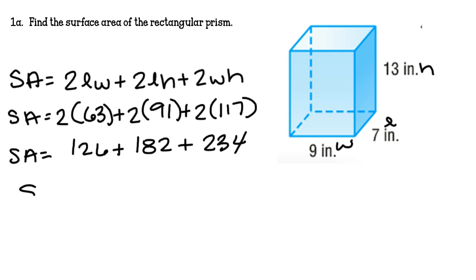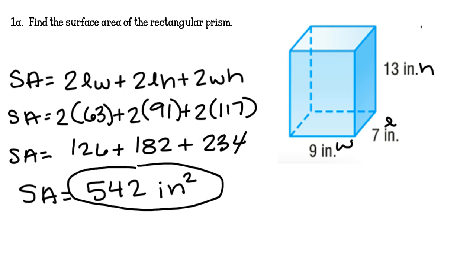I add all those together, and I have a surface area of 542 inches squared. Because it's area, it's a squared label and not cubed. I circle it, and that's my answer.